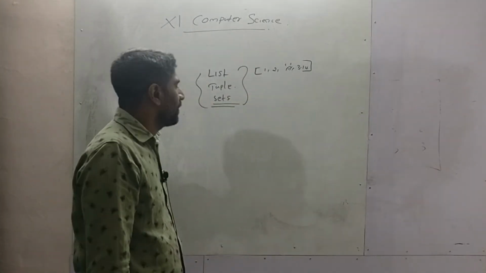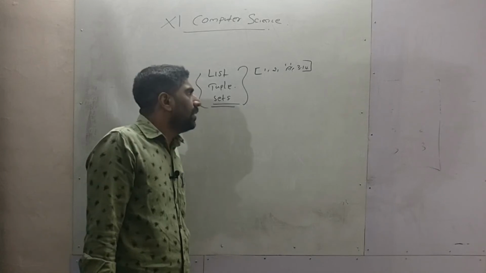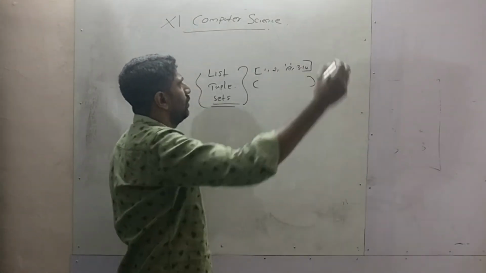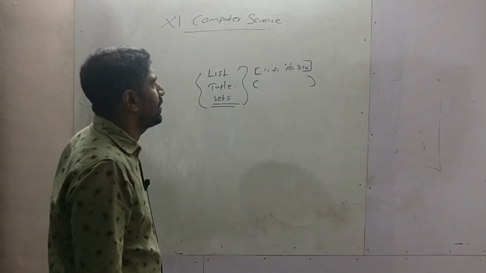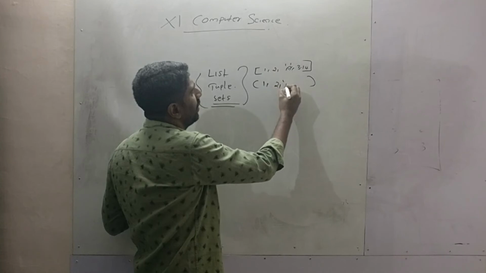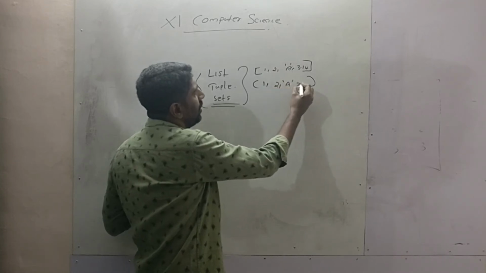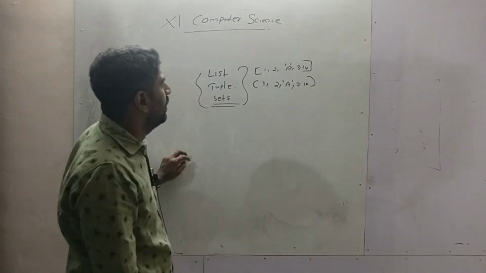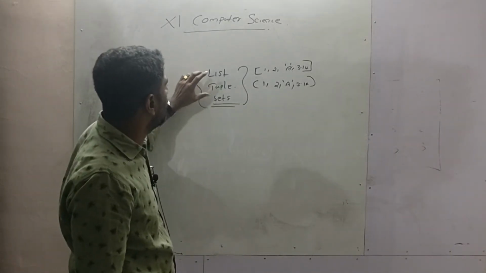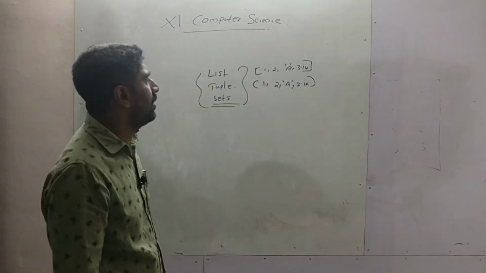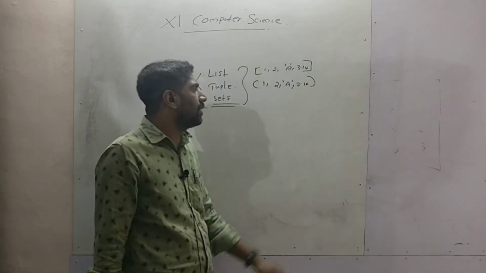What is a tuple? Tuple means a group of elements enclosed in parentheses, and the elements can be of different types. We can use different types of elements. But the difference between the list and tuple is that the list is mutable, but the tuple is immutable. That means we cannot change the elements in a tuple.